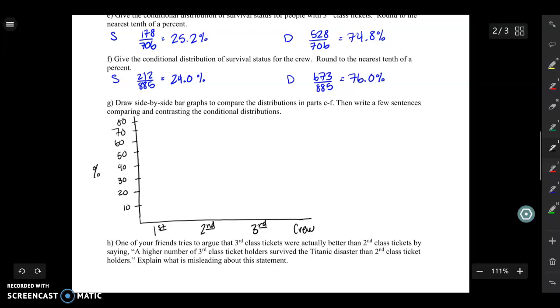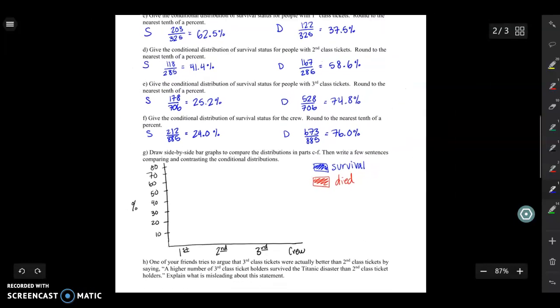Okay. So for each of the classes at the bottom, I'm going to create two different columns. I'm going to create a red column and a blue column. Let's start with the blue column. We're going to let the blue column be the survival rate. So the blue is going to represent the percent that survived, and then the red is going to represent the people that died in this Titanic crash.